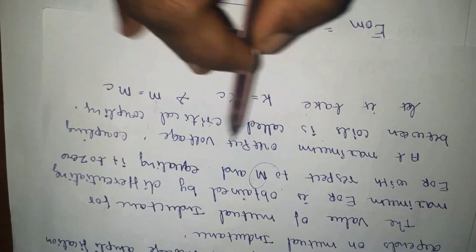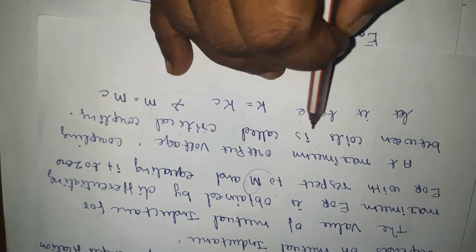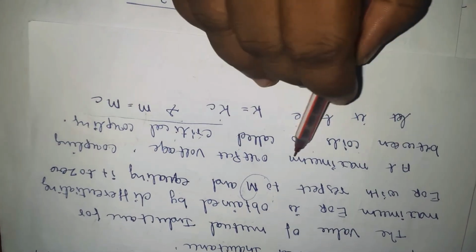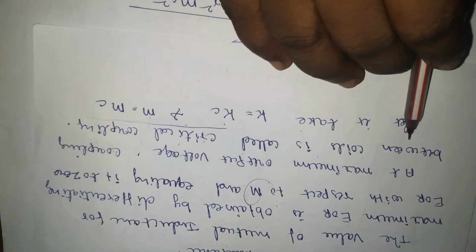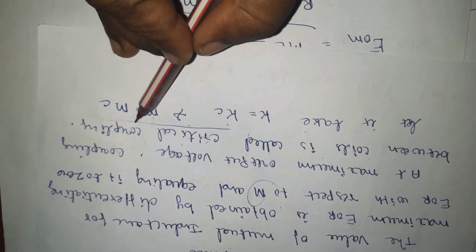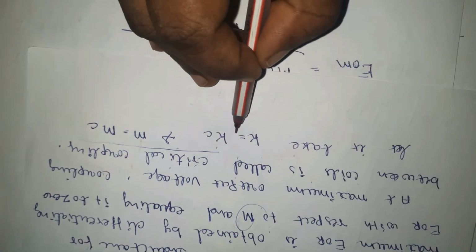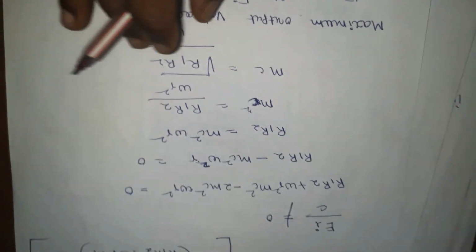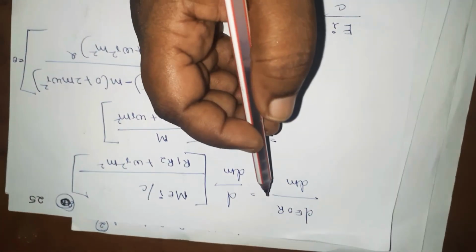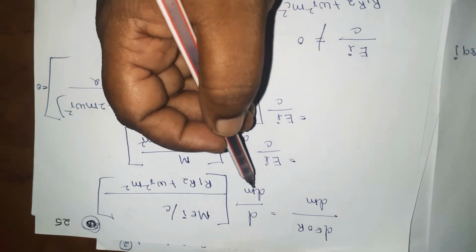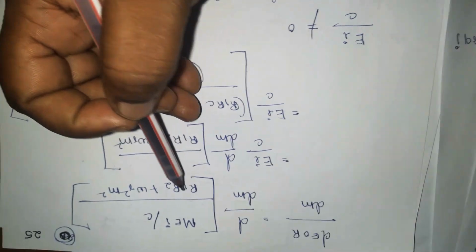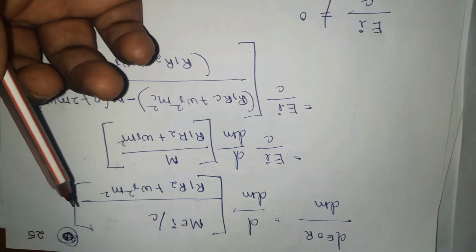At the maximum output voltage, the coupling between the coils is called critical coupling. So let us take K equal to Kc and M equal to Mc, where Kc means critical coupling. Now listen: we are going to differentiate E0r with respect to mutual inductance and equate it to 0.